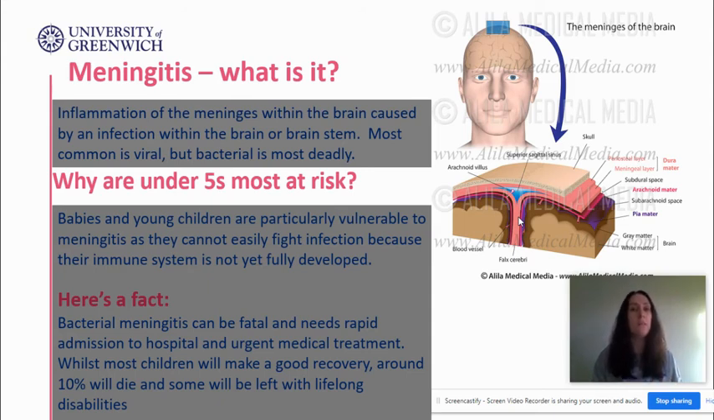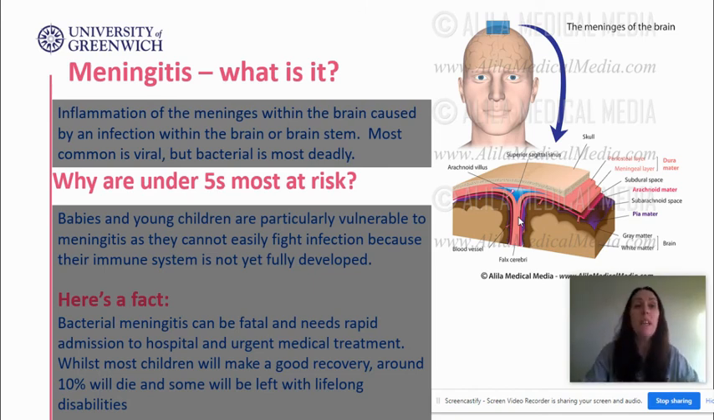We know that the bacterial strain is the most deadly. Viral tends to be not as serious, but bacterial has got a 10% mortality rate. Let me just see what I've written. Oh, I have written that. Yeah, people can be left with lifelong disabilities. You will see children who have had to have amputation of the limbs, etc., because the bacterial meningitis affects them that badly. So look out for it.